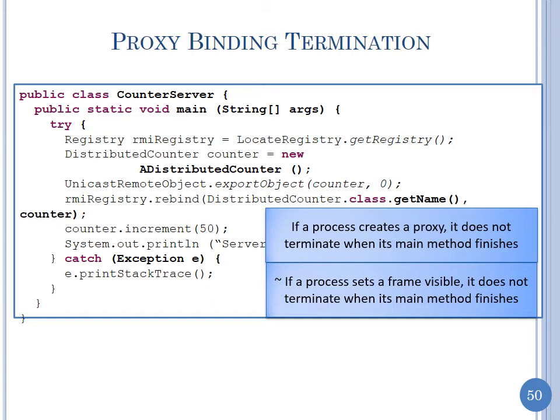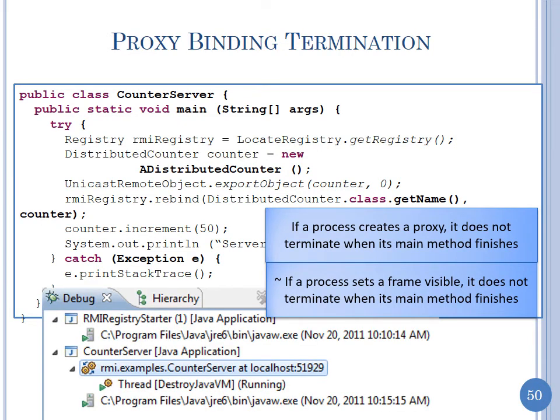And if you've ever built a GUI and created a frame, if you create a frame and don't set it visible, the program will terminate when the main method finishes. But if you create a frame and set it visible, then it tells Java, please don't terminate the program. Allow the AWT thread to service requests that have to do with the frame, and it will not terminate the process. Okay, so you may not have thought of this explicitly, but if you ever created a frame object in a main method, the program will not terminate. Okay, so that's the answer.